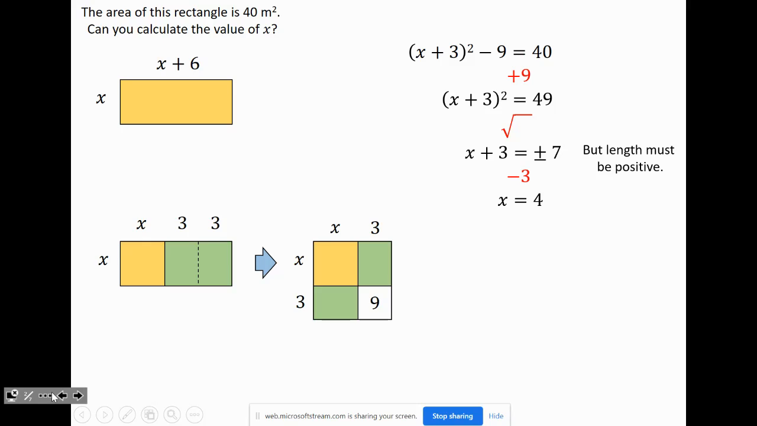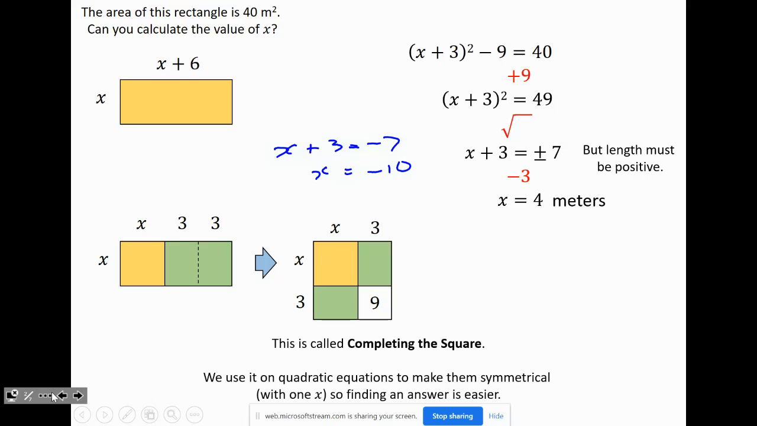It doesn't always have to be that we need a positive answer. If a negative answer was allowed, we would have had either x plus 3 equals negative 7 or x plus 3 equals positive 7. If the negative 7 was allowed, then we would have had an answer of negative 10, and obviously this isn't valid in this case. Any answer in this case would be in meters. This process is called completing the square. We can use it on quadratic equations to make them symmetrical, with one x, and it makes them easier to answer.